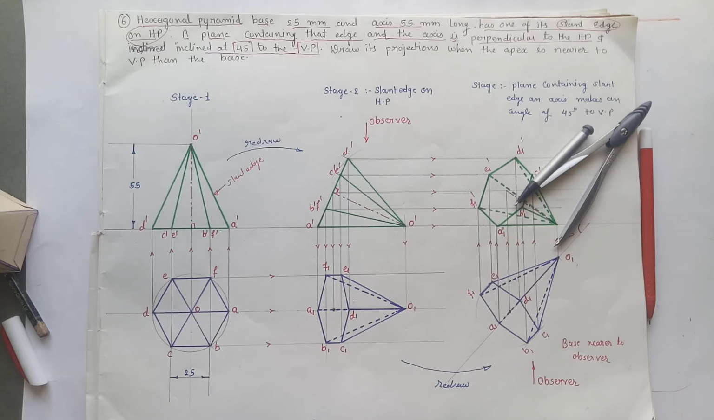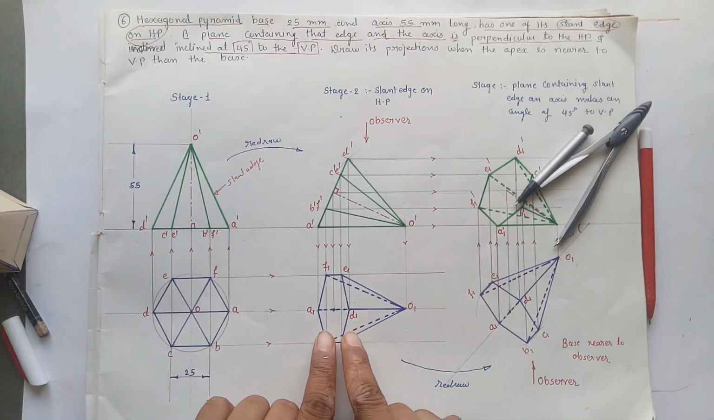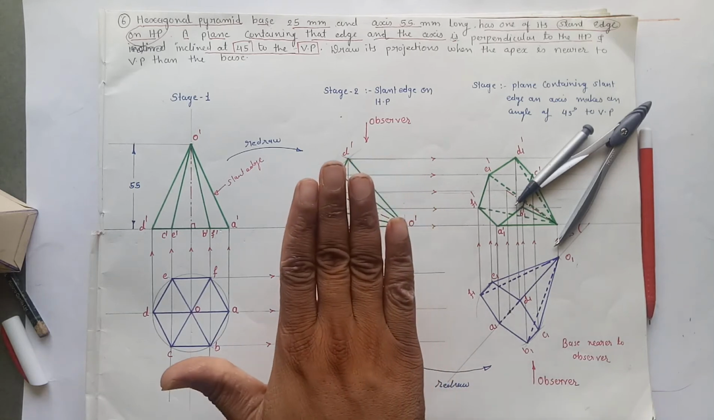Now I hope that you can understand which case we are going to apply in this example, because here it is clearly visible that the point A is on the right hand side and in the plan it goes on the left hand side.